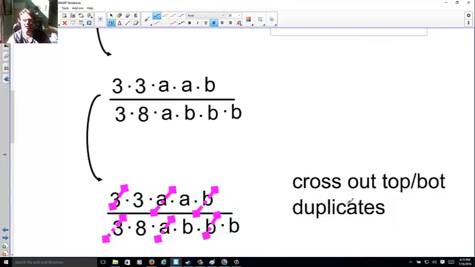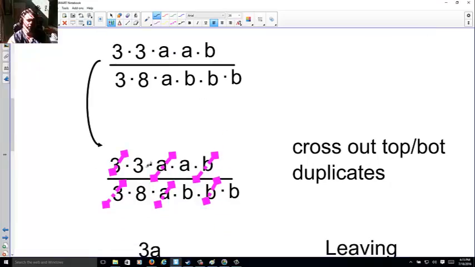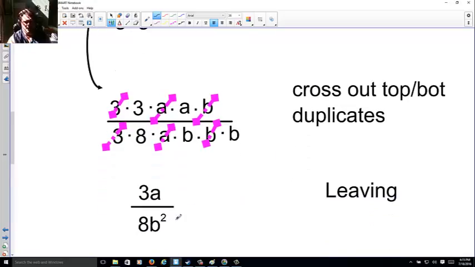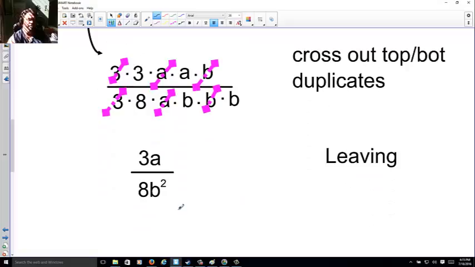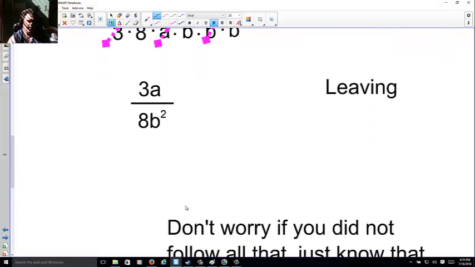So, cross out the top and bottom duplicates. Well, I have a 3 here and 3 here, so I crossed it out. I have an A here and A here, I crossed them out. I have a B here and B here, I crossed them out. What do I have left? A 3 and an A, so 3A. And I have an 8 and 2 B's, so B squared. That's what we're doing. And that you don't have on your calculator button, and that's why I'm teaching you this.